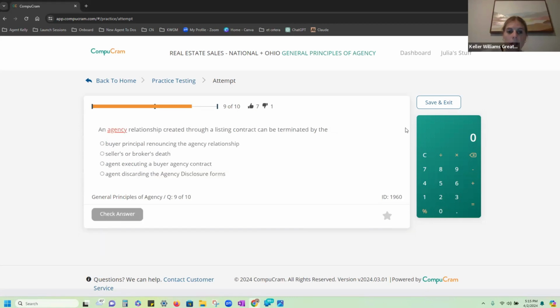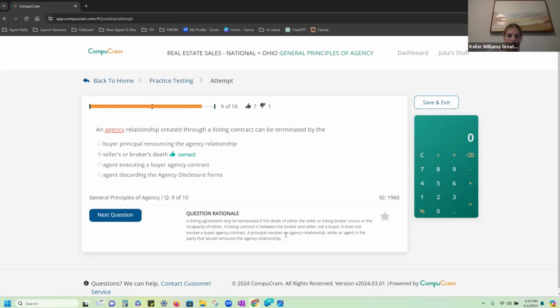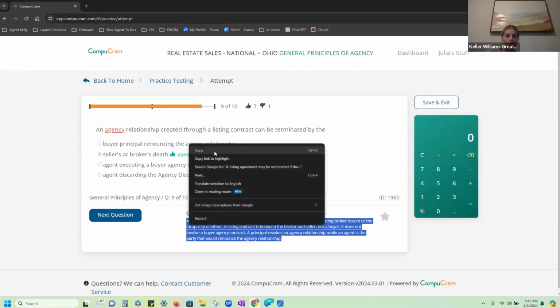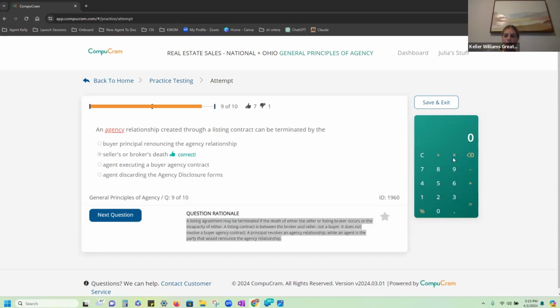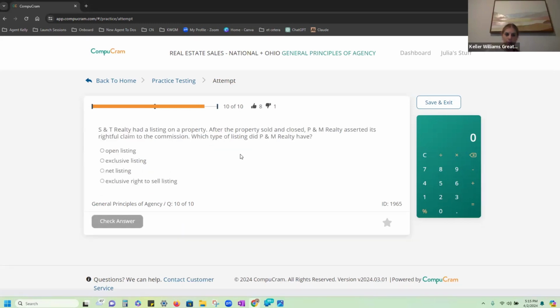So an agency relationship created through a listing contract can be terminated by the A, buyer principal renouncing the agency relationship, B, seller's or broker's death, C, agent executing a buyer agency contract, or D, agent discarding the agency disclosure form. Okay, good job. And B is correct. A listing agreement may be terminated if the death of either the seller or listing broker occurs, or the incapacity of either. Good call. You guys are doing so great with agency.